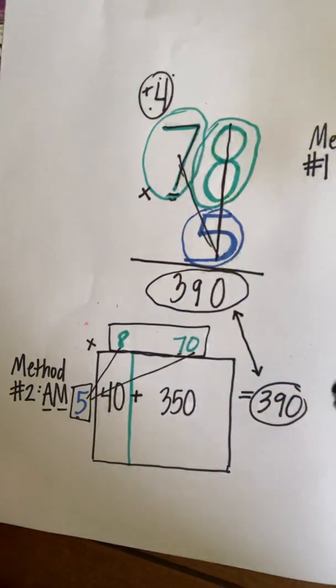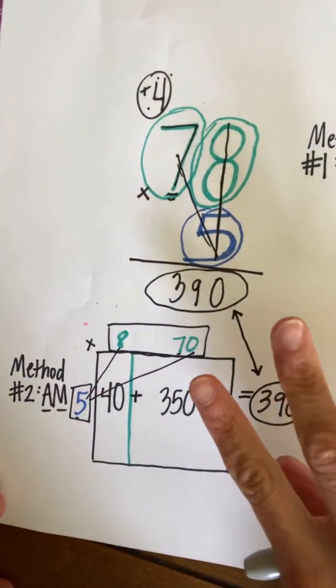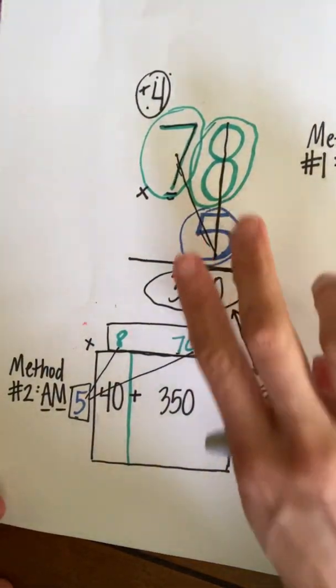You're going to be doing a few problems like this today, 2-digit by 1-digit, just making this connection, and then tomorrow we move right into 2-digit by 2-digit.